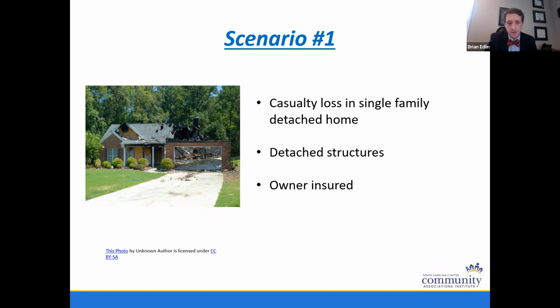In most cases, the declaration will not provide that the association insures this. The obligation would be on the owner to insure. The lender or the owner would likely have required casualty insurance, so the association is likely not going to be involved in this situation. The owner contacts the restoration company and their insurance agent, and adjusts the claim himself or herself. So this one is pretty simple, but as we can see, it gets more and more complicated as you go on with the next slide.